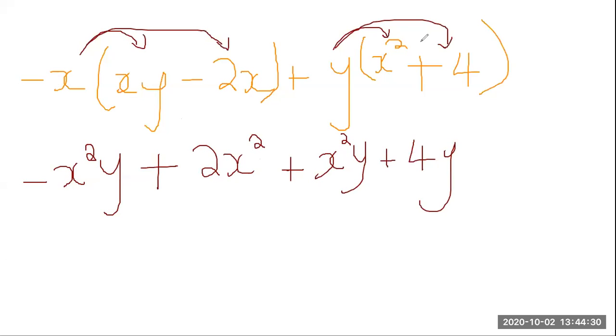Now, could you put in the chat, what would I do next? Does this look familiar? What do I do after this part? I would group like terms.